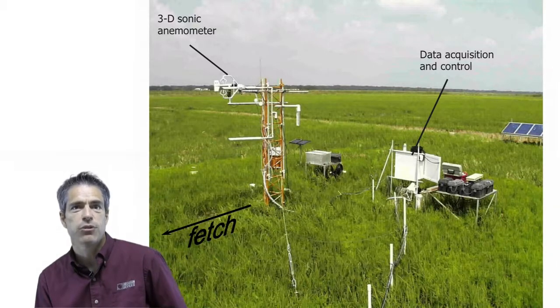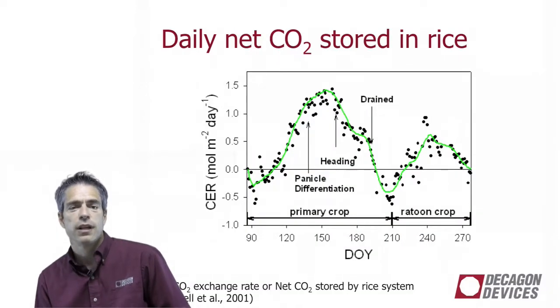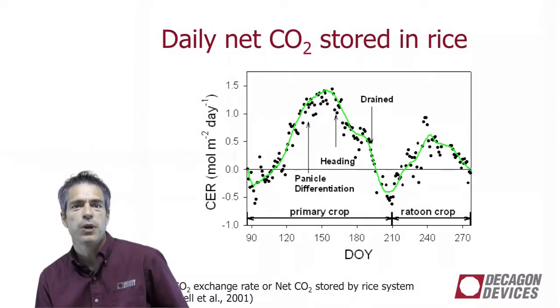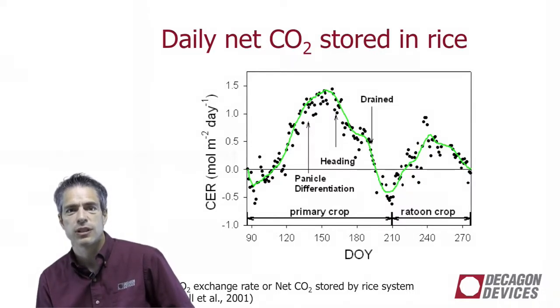And then we were able to create quite a large data set from 2 years in this irrigated rice. Now, we're not going to spend too much time looking at these data, but what we want to observe is this source-sink relationship that we have over the season in this rice field. So initially, we have a negative carbon dioxide exchange rate.